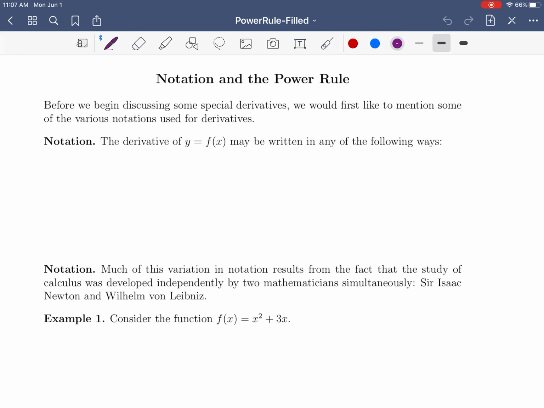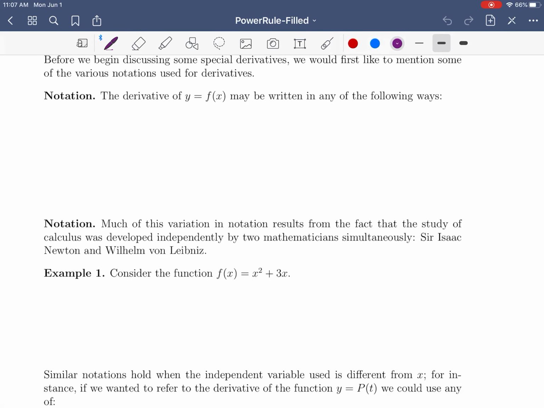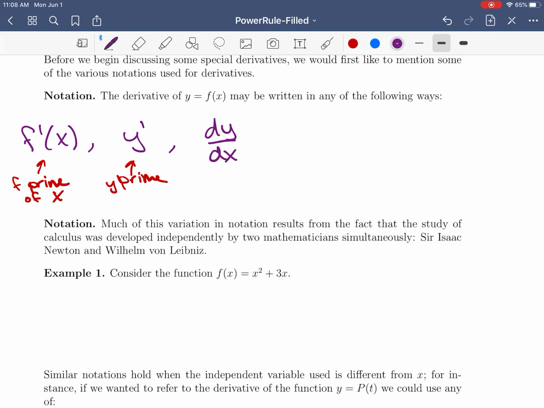So for some notation, suppose that we have a function y equals f of x, and we want to talk about its derivative. What we were using before was f prime of x, or you might say y prime. So this is f prime of x, and here we have y prime, or you could say y prime of x if you include the x there. Some other notation that you might see is dy by dx. What this says is it's the derivative of y with respect to x.